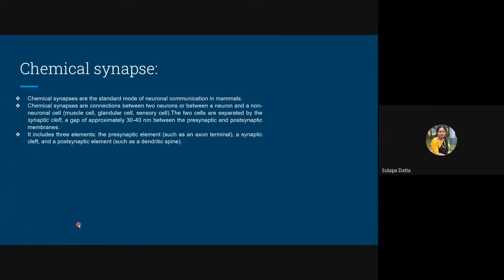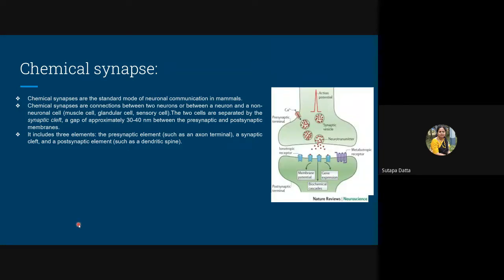Now come to the chemical synapse. So typically these are the synapses. Chemical synapses are the standard mode of neuronal communication in mammals. They are connections between two neurons or between a neuron and a non-neuronal cell. As I have mentioned earlier, the non-neuronal cell may be a muscle, a gland, or any sensory cell. These two cells are separated by a space, that is the synaptic cleft. And the gap is approximately 30 to 40 nanometer between the presynaptic and postsynaptic membranes.